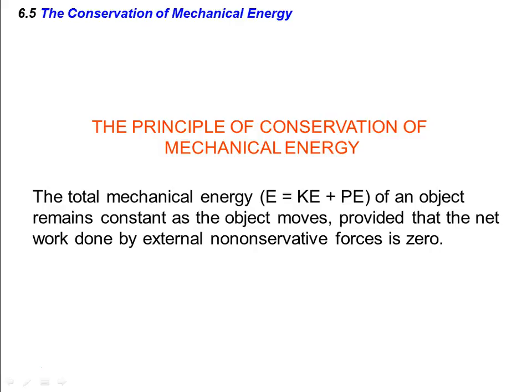The total energy, which is the kinetic plus potential of an object, remains constant as the object moves, provided that the net work by external non-conservative forces is zero. So as long as we don't have non-conservative forces acting on it, the energy is going to remain constant. Now that doesn't mean the kinetic energy is constant or the potential energy is constant. The sum of the two of them will remain constant.